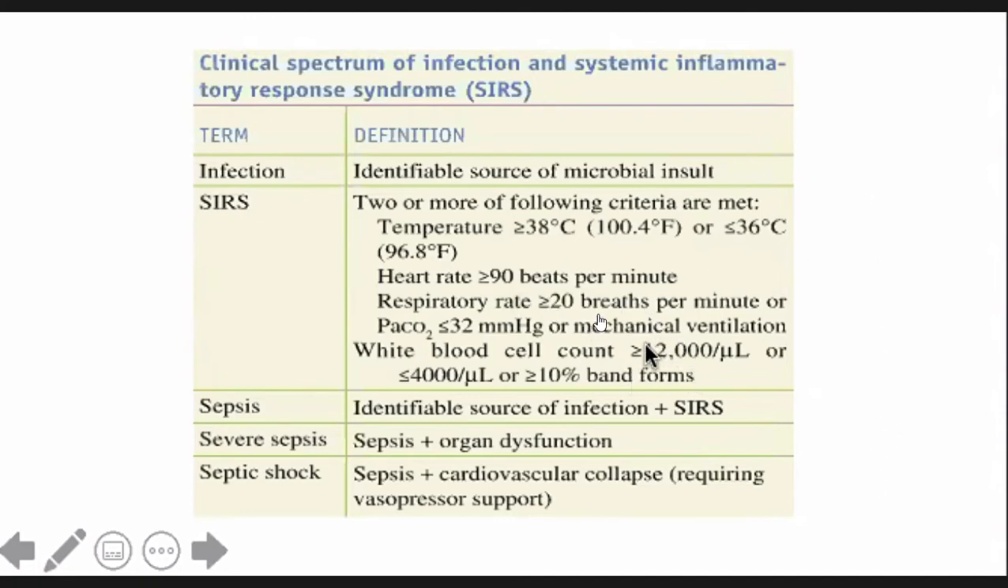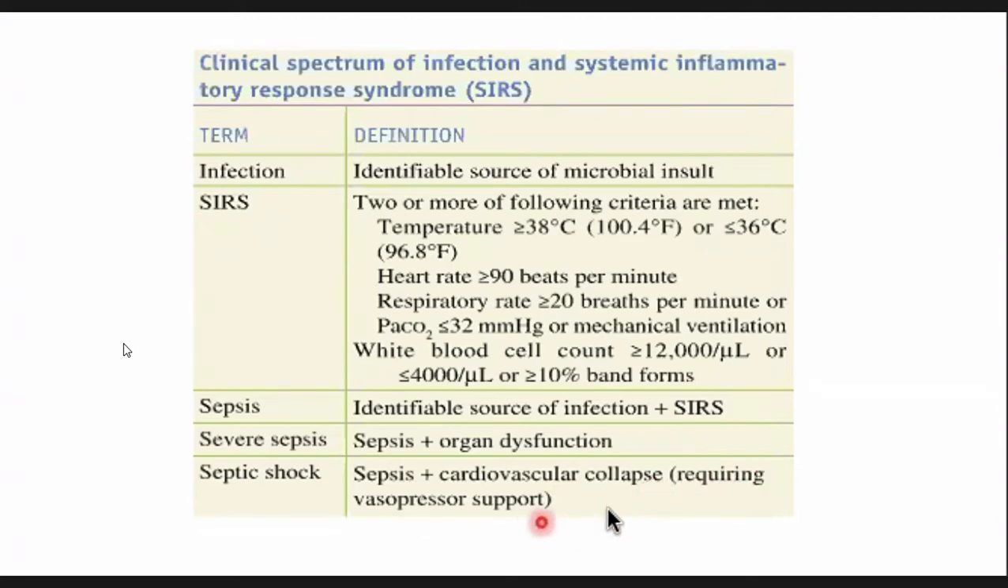So if there is an identifiable source of infection plus SIRS, the patient is in sepsis. If there is sepsis plus organ dysfunction, we can now classify the patient as having severe sepsis. By organ dysfunction, the patient can have acute kidney injury, neurologic manifestations like encephalopathy, or pulmonary manifestations like respiratory distress, plus sepsis. So the patient is going into severe sepsis.